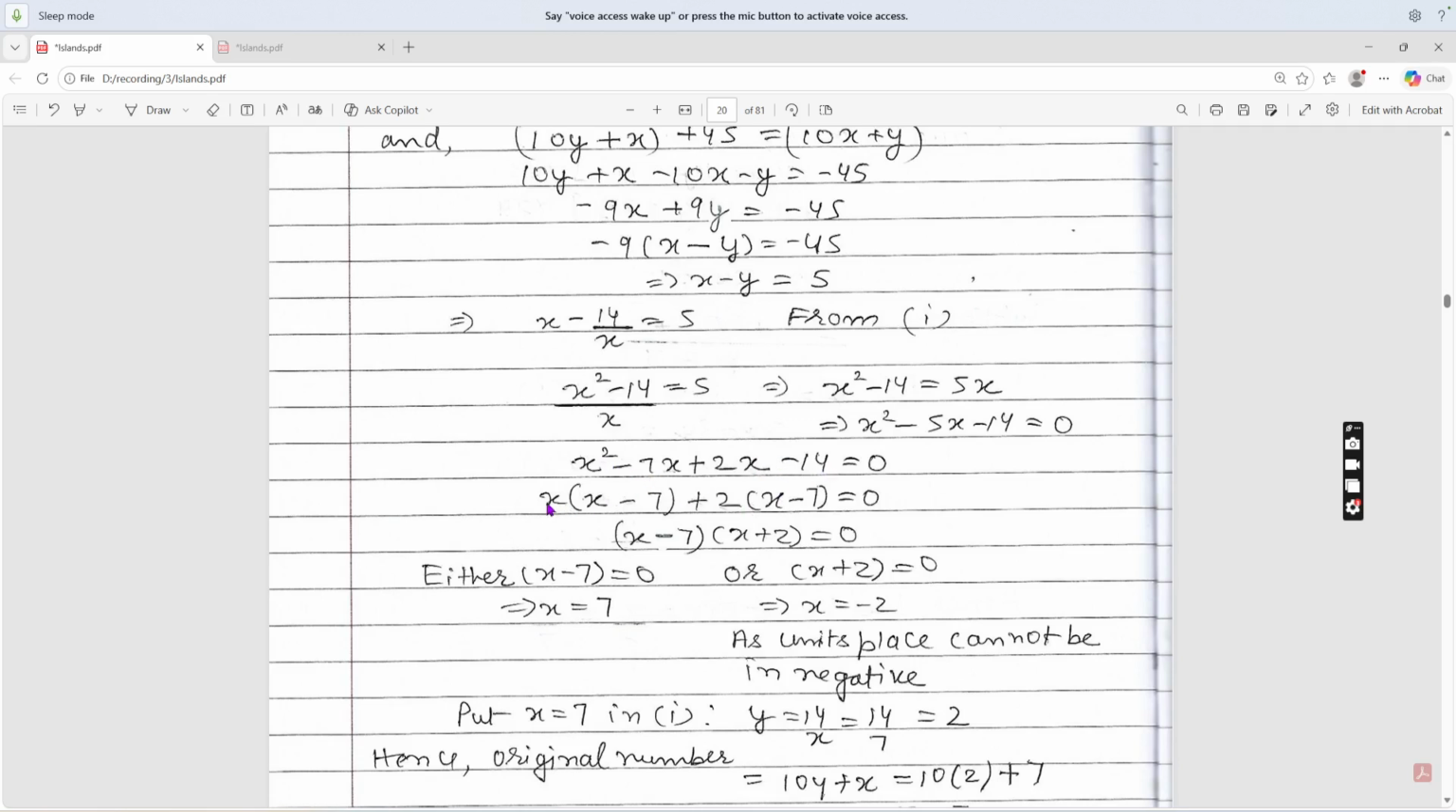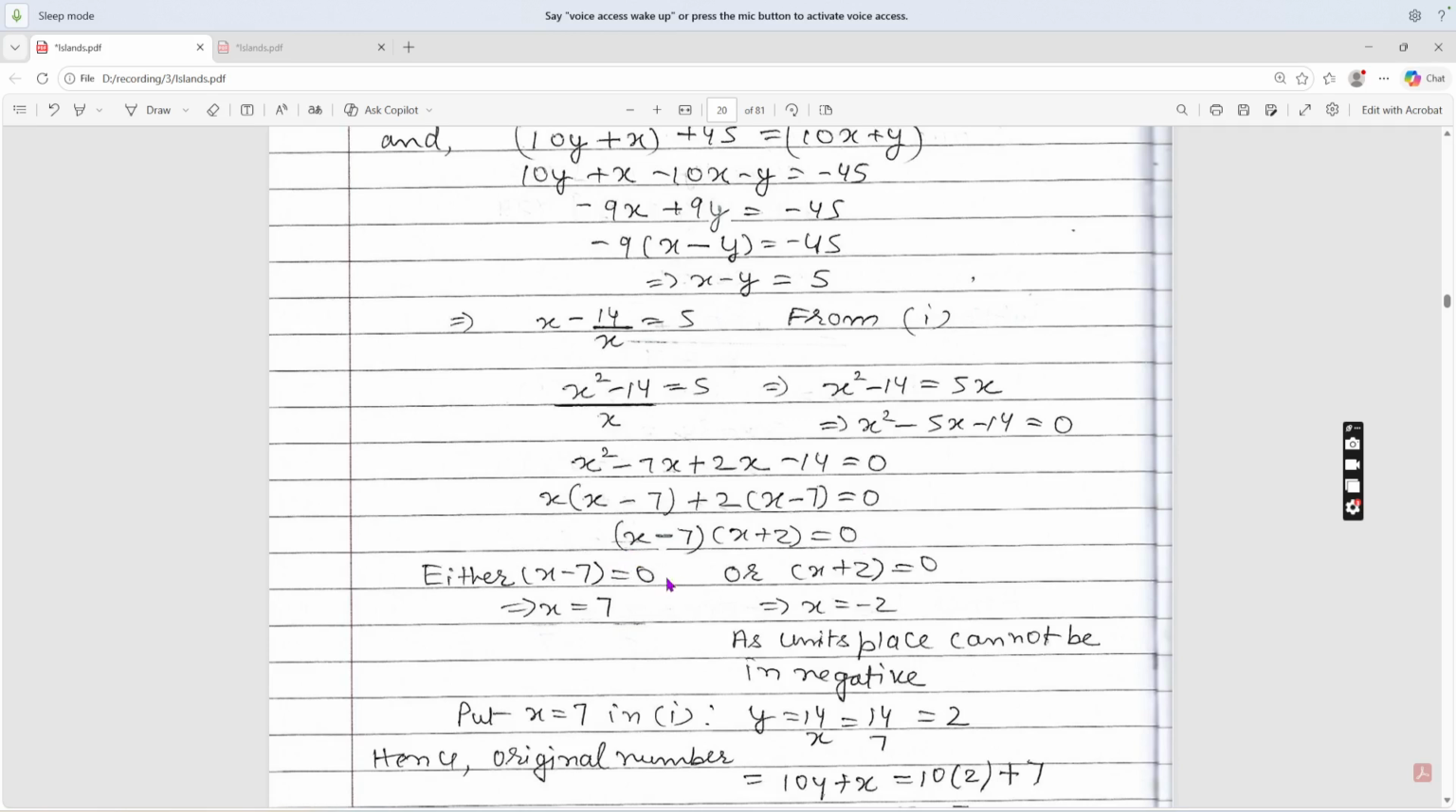So when we take x common, what is left inside? x minus 7. Why? Because x into x is x square and minus 7 into x is minus 7x. 2 is outside because 2 into x is 2x. 2 into minus 7 is minus 14. Now x minus 7 is coming 2 times, so we write it 1 time, x minus 7, and here it is x plus 2. x plus 2 is equal to 0.